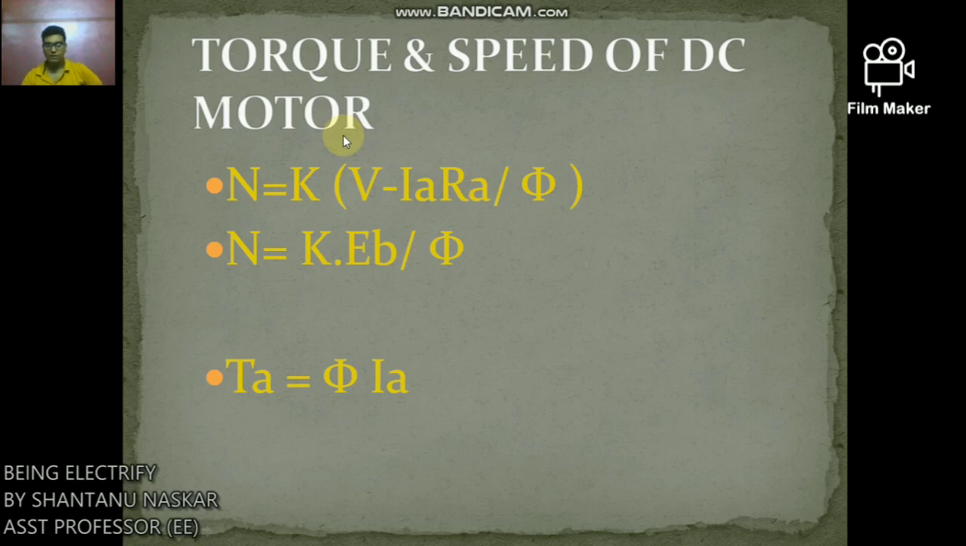For any motor, torque and speed are very important factors. When the torque increases, the speed of a motor increases, and vice versa. We have seen that for a DC motor, N equals K into (V minus IaRa) by phi, and we can write K into Eb in place of V minus IaRa.